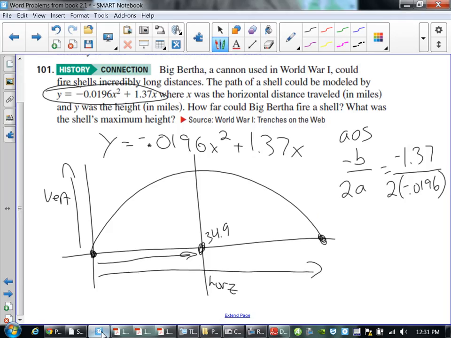Can I just call it 35 for rounding? Yes. I mean, because it's a lot of other decimals. So halfway, 35 miles, double it, you get 70 miles.